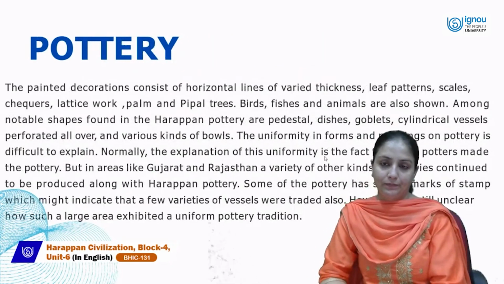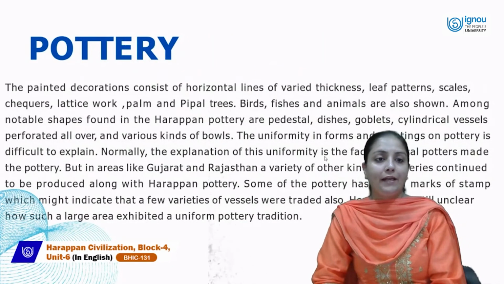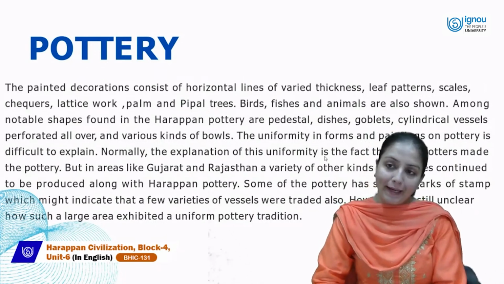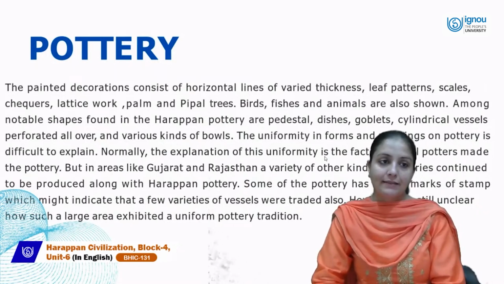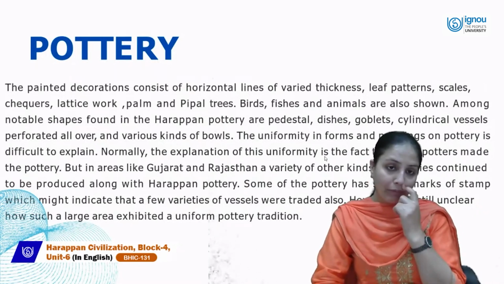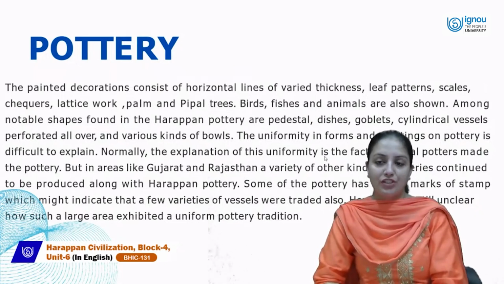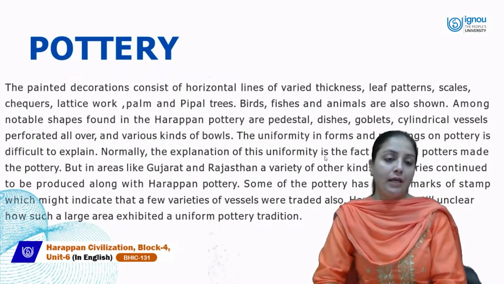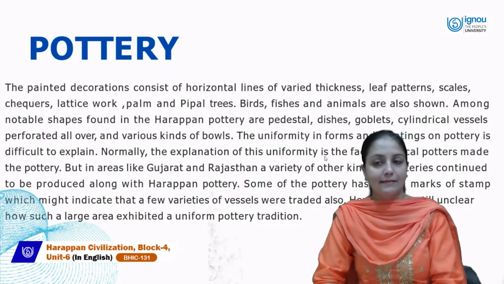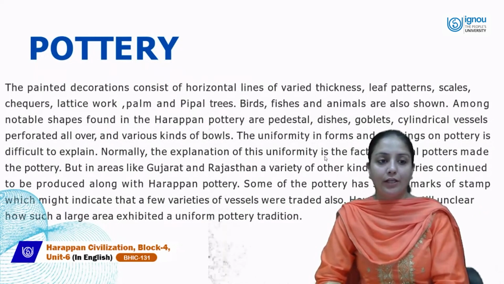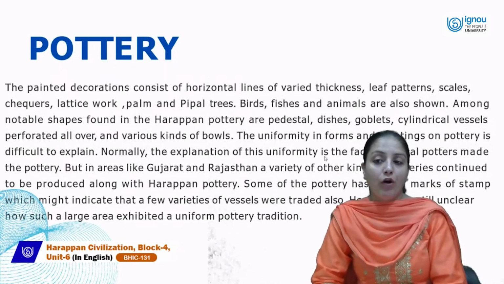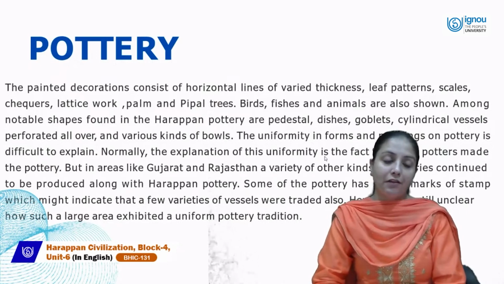Next is pottery. The painting decoration consists of horizontal units of varied thickness, leaf pattern, scale, checkers, lattice work, palm, people, trees. Birds, fishes, and animals are also shown. Among notable shapes found in Harappan pottery are pedestal dishes, goblets, cylindrical vessels perforated all over, and various kinds of bowls. The uniformity in forms and paintings on pottery is difficult to explain.